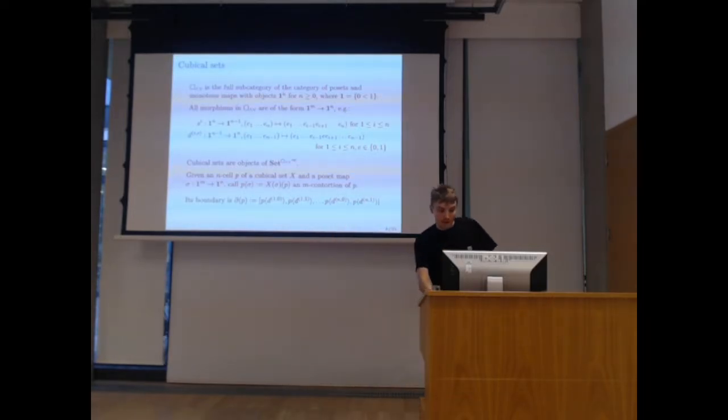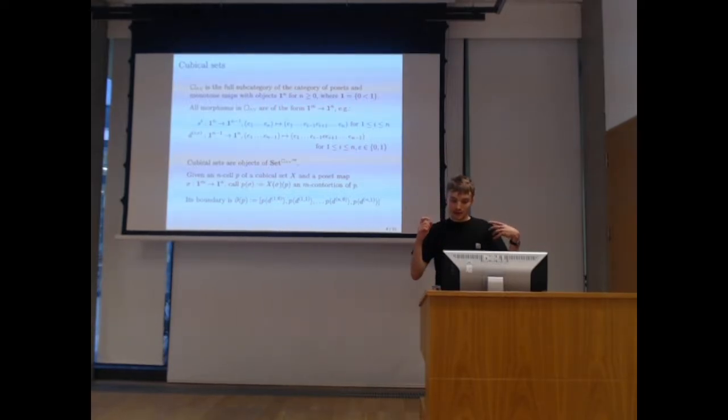So our base category is the full subcategory of posets, where we'll only consider the posets which are powers of this two-element poset. So then an element in 1^n is just an n-tuple of indices 0 or 1. And then, since we take the full subcategory, this means we'll also only have morphisms which are monotone maps between 1^n and 1^n.